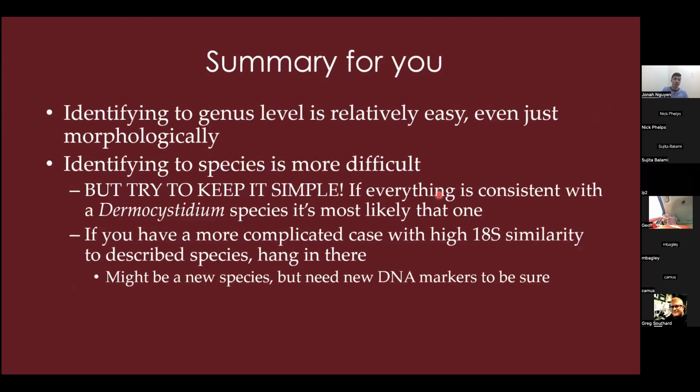And then the summary for you is that identifying the genus level is relatively easy, even just morphologically, but identifying the species is more difficult. But try to keep it simple where you can. If everything is consistent with the Dermocystidium species, then it's probably that one. If you have a more complicated case with a high 18S percent similarity to already known and described species, then you've got to just hang in there a little bit, be speculative about what you say, but hang in there. It might be a new species, maybe not, but we need new DNA markers just to be sure.